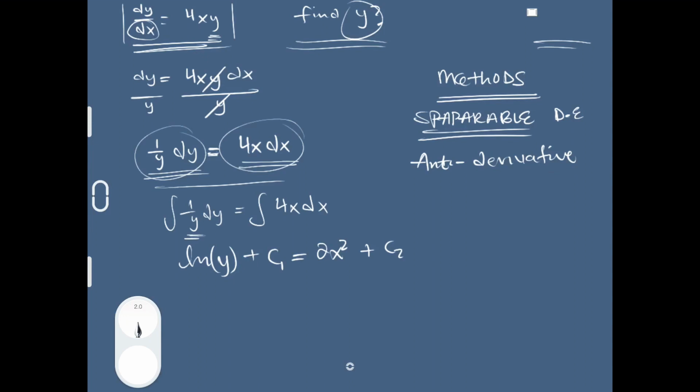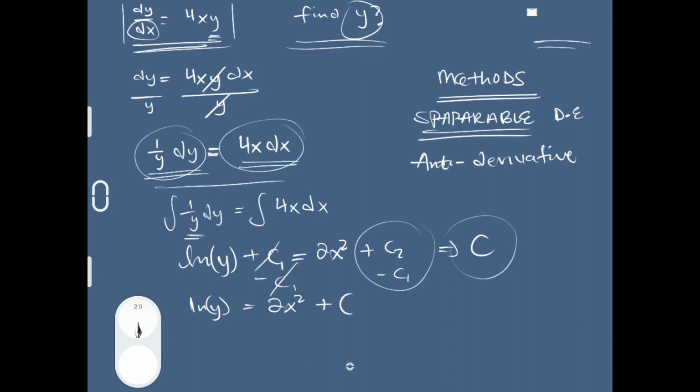So here we could try to combine these constants, like by subtracting c1 from both sides, and this cancels out. But being that these are just arbitrary constants, we could just get a big representation of these constants, call it big C. So we could use ln of y is equal to 2x squared plus C.